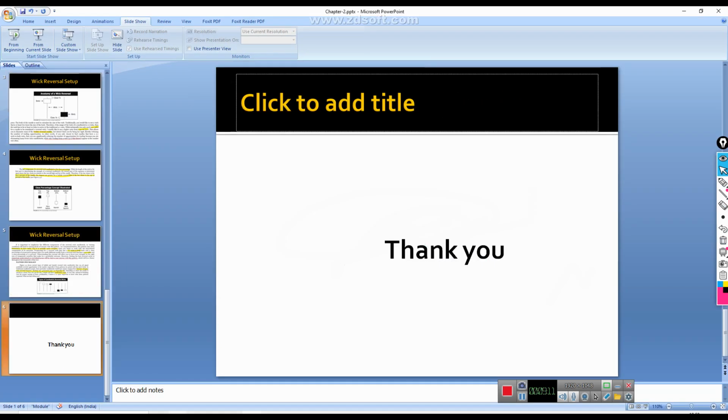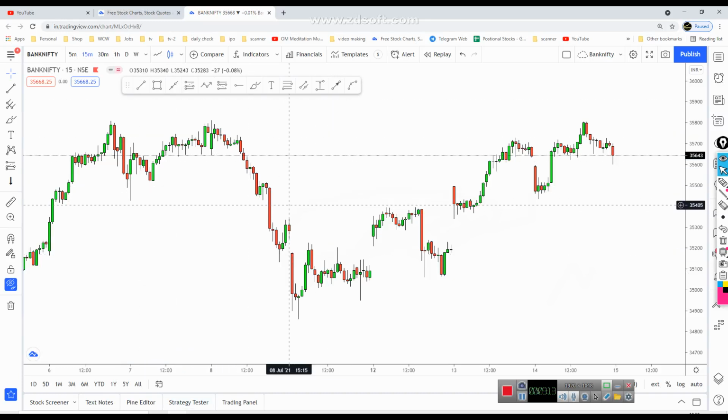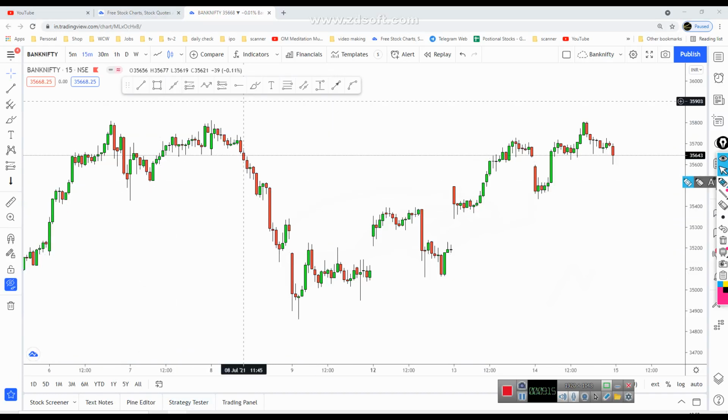Maybe I'll try to show you on the chart for better explanation. This is the Bank Nifty chart, and I took the time frame as 15 minutes. For 5 minutes also you can apply it, but you'll have a lower probability of success. So I applied it on the 15-minute chart.